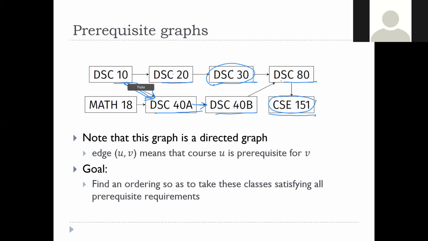But if I first take 10, 18, 20, 40A and 40B, and I take CSE 151, then DSC 30, then DSC 80, that one is not valid because you are taking CSE 151 before DSC 80. So our goal is to find an ordering of all these courses, or in general, an ordering of the graph nodes that satisfies all these prerequisite requirements, namely all the directed edges here.